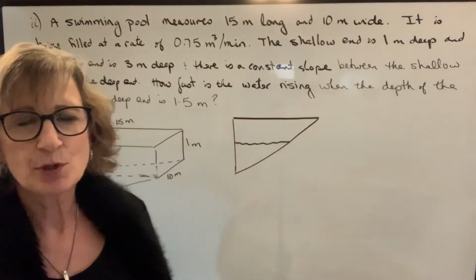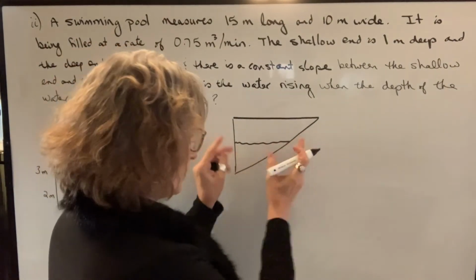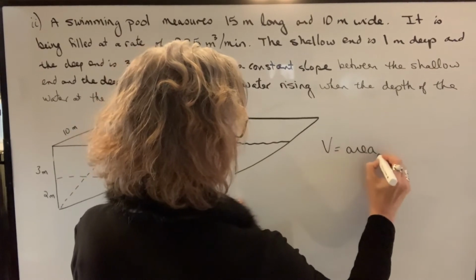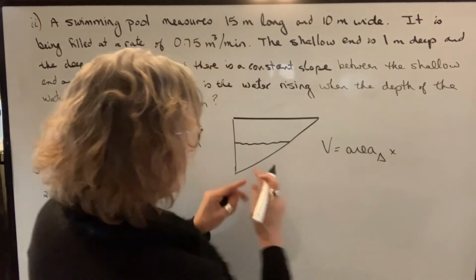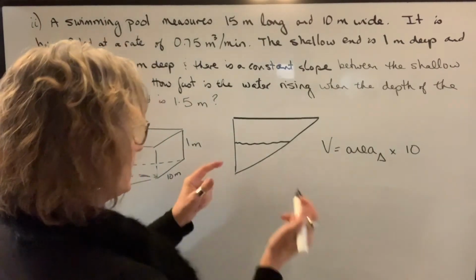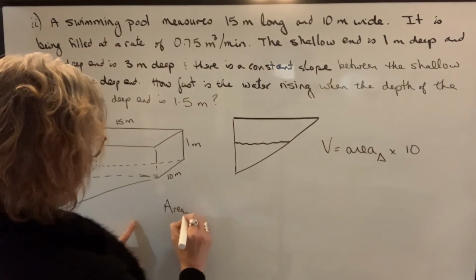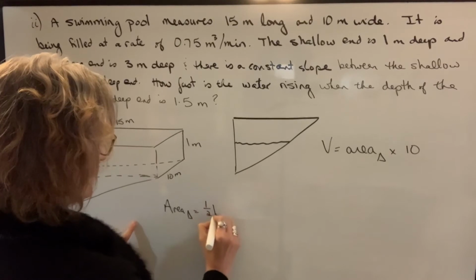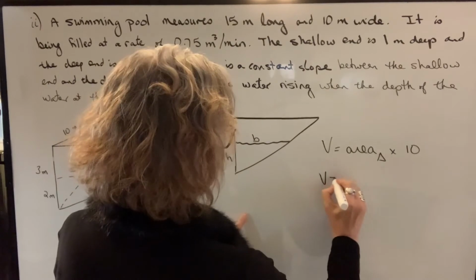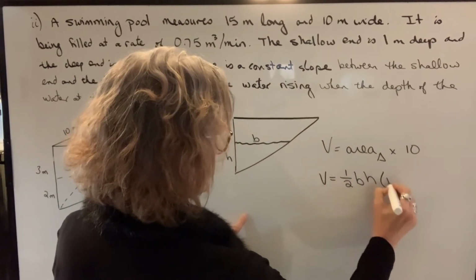In order to express the volume of that water in the triangular part, we take the area of the triangle and multiply by the width of the triangle, which is 10 meters. The area of a triangle is 1/2 the base times the height. So if this is height, this would be considered base. And the volume is 1/2 the base times the height times 10.